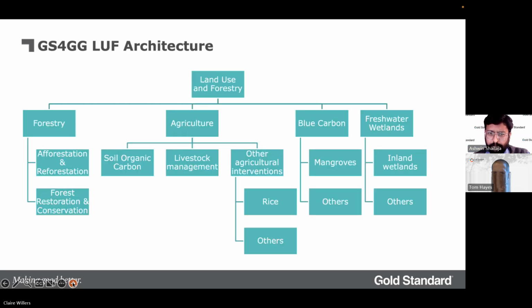Next slide, please. I would like to start by touching upon the architecture of how activity requirements are placed within Gold Standard. Within land use and forestry, we have, as of now, forestry and agriculture components already in place. At present, BlueCarbon is also within the same framework, even though we have separate activity requirements for it. And within BlueCarbon, we have all the activities which are eligible within the different ecosystems I mentioned: marine, coastal, as well as inland freshwater wetlands.